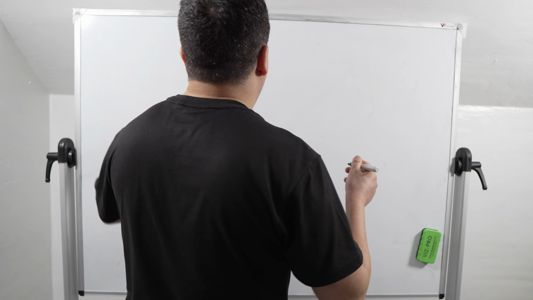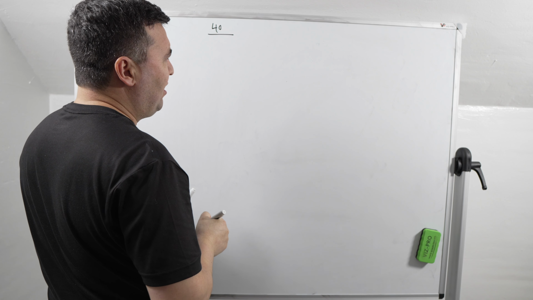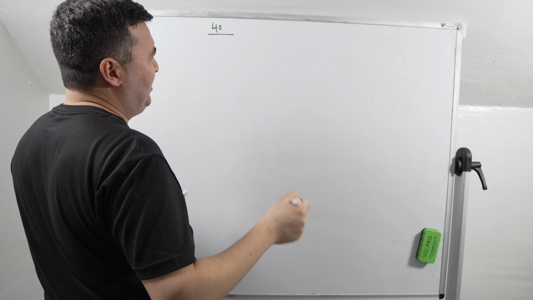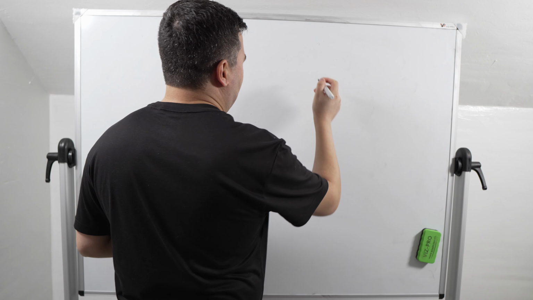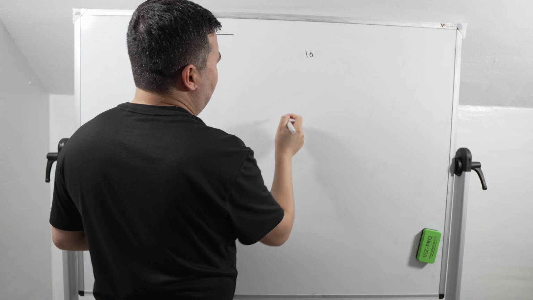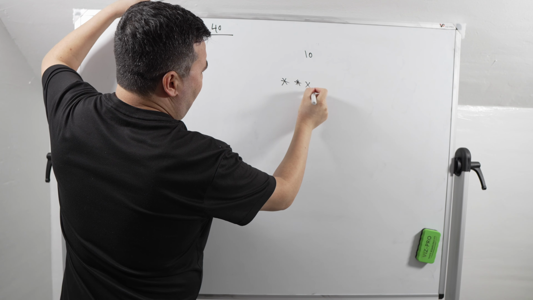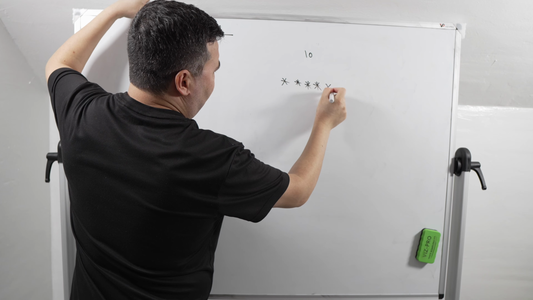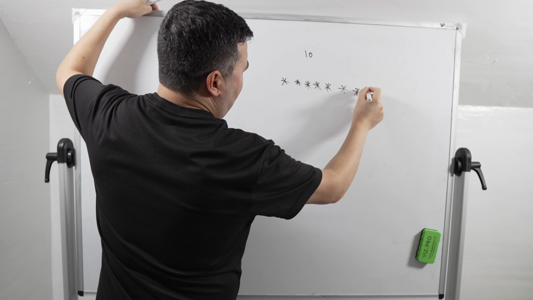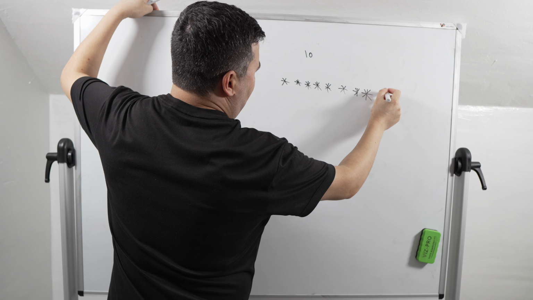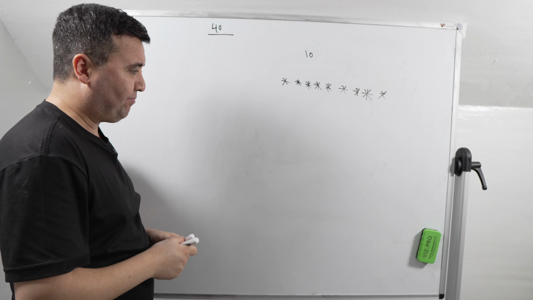So let's write this program. We are on lecture 40. And we ask the user to enter the number of stars he wants to print. For example, if the user enters 10, we need to print out 10 stars. So it is a star generator program.